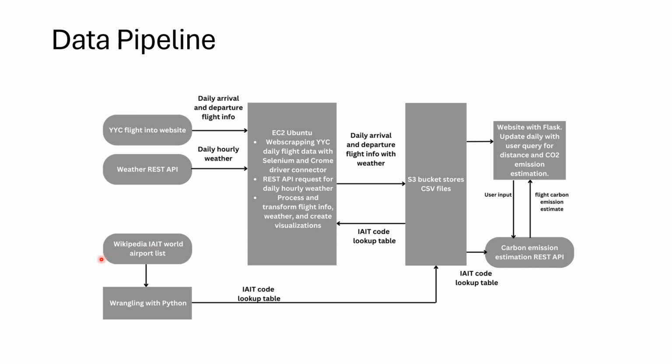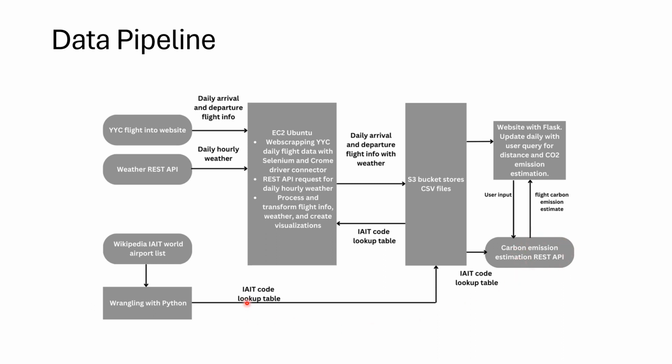Next, we will talk about the project goal and data pipeline. The project goal is to develop a data pipeline integrating flight information from YYC Airport, covering hourly weather data and flight distance and carbon emission estimation. Data ingestion involves daily flight information from the YYC Airport website via web scraping, an alphabetical IATA airport code list from Wikipedia, and weather and flight carbon emission estimation via API.